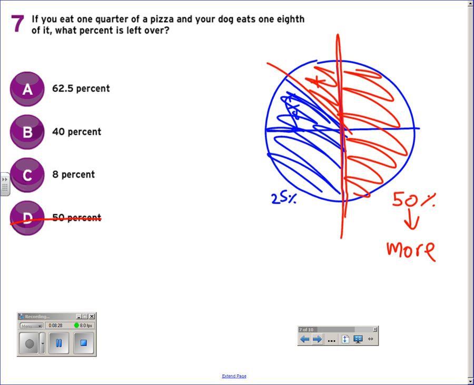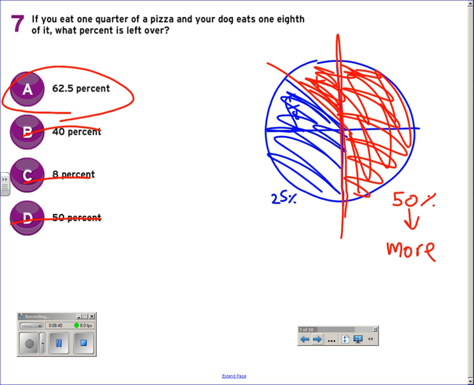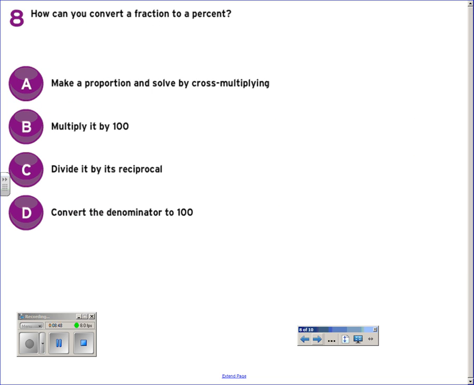it can't be 50% because it's more than 50%, which means it can't be 8 or 40. The answer has to be A. Now, we could figure it out exactly, but it's a multiple choice question. Thinking about how much time you have, that's a good question to say, hey, wait a minute, it's more than half. There's more than 50% left. The answer is A. Moving on.